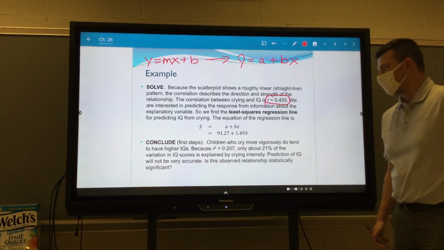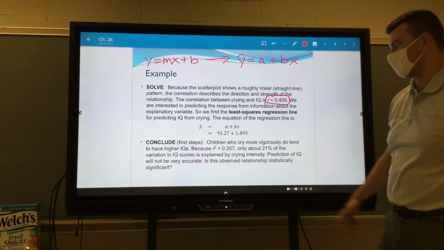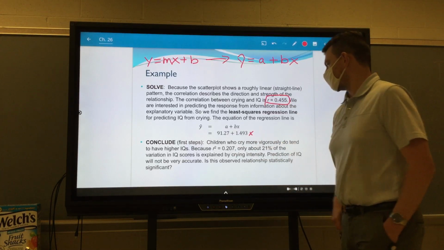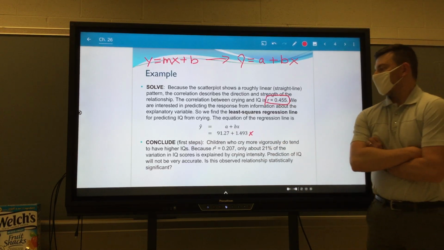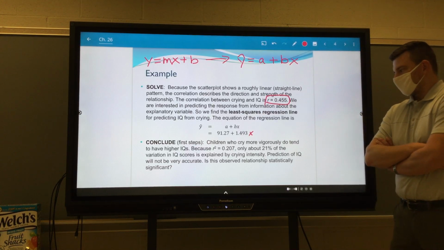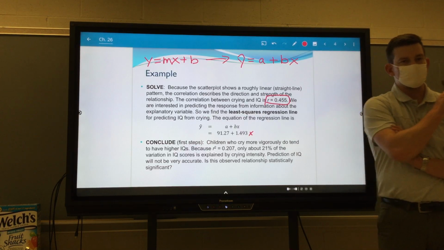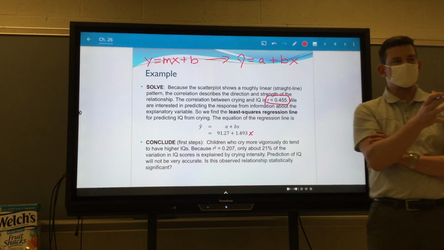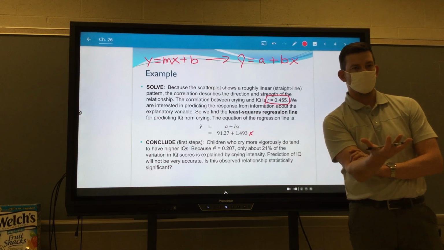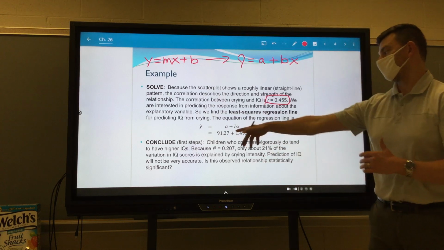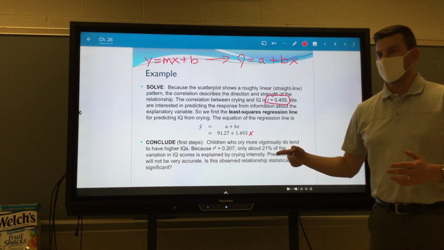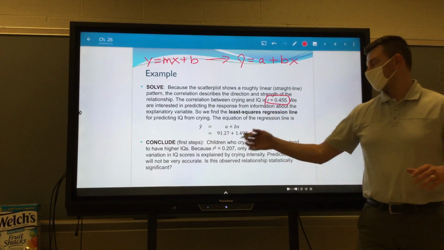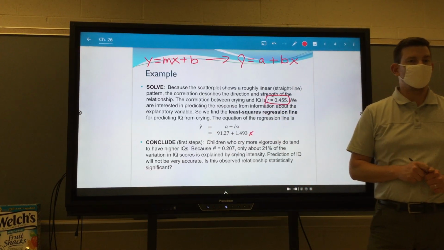Here is our least squares regression line. As we said, y hat equals a plus bx. Should be an x on the other end there. We get an a value, a y-intercept of 91.27. Remember, for interpretation purposes, the y-intercept occurs when the x value is 0. So the implication here is that a baby that does not cry at all, based on our model, should have an IQ of about 91.